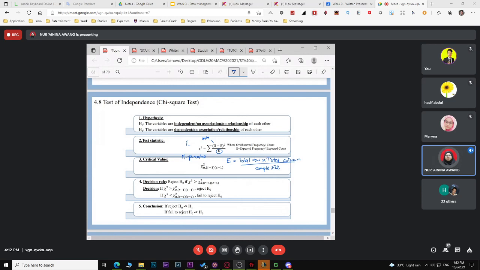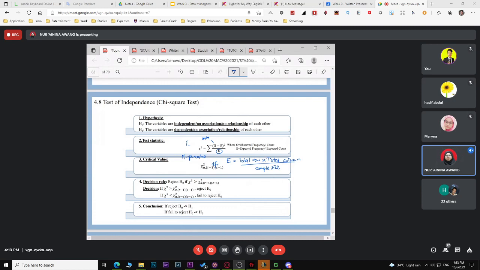And then the next one is your critical value. For the critical value, we will use chi-square alpha and your degree of freedom. This is how to find your degree of freedom, which is your row minus 1 times your column minus 1. How many rows? Then you minus 1. Multiply by how many columns? You minus 1.